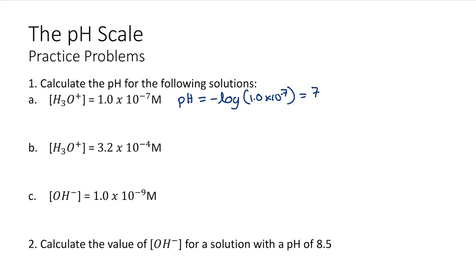Let's look at an example of that. In B, I have the pH is going to be equal to the negative log of 3.2 times 10 to the negative... That is going to give me a pH value equal to 3.